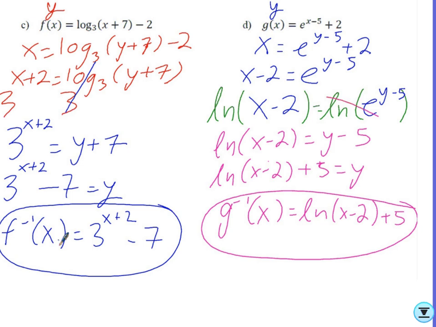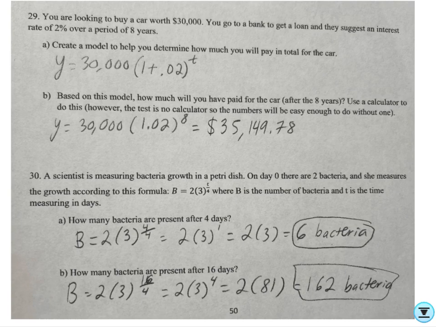The ln and e on the right are inverses, they cancel, so we get ln of x minus 2 equals y minus 5. Then to solve for y, we add 5 to each side. And then to put it in inverse notation, g inverse of x is ln of x minus 2, plus 5. Alright, and then for the last two.